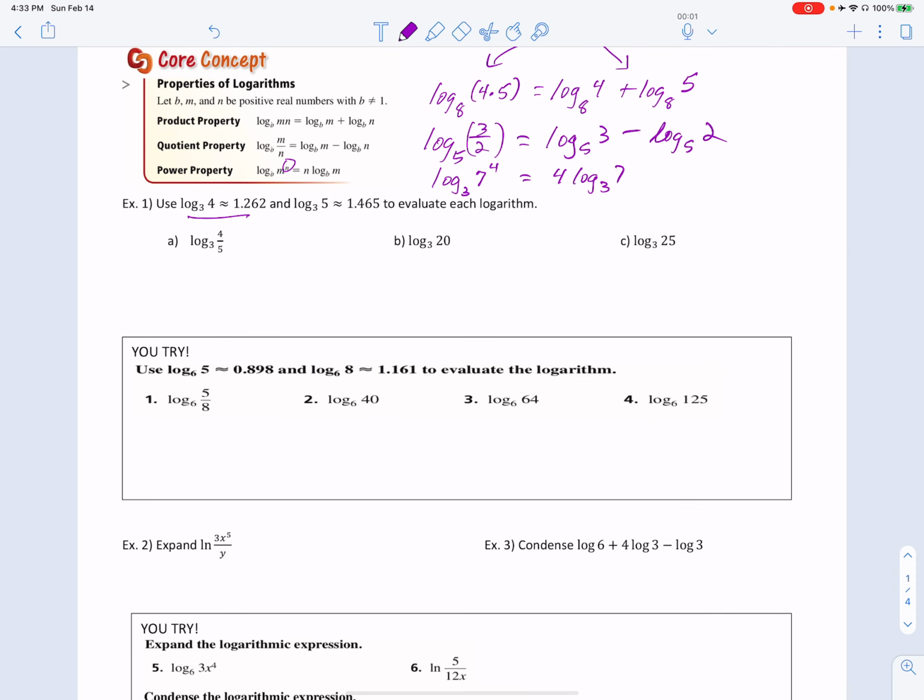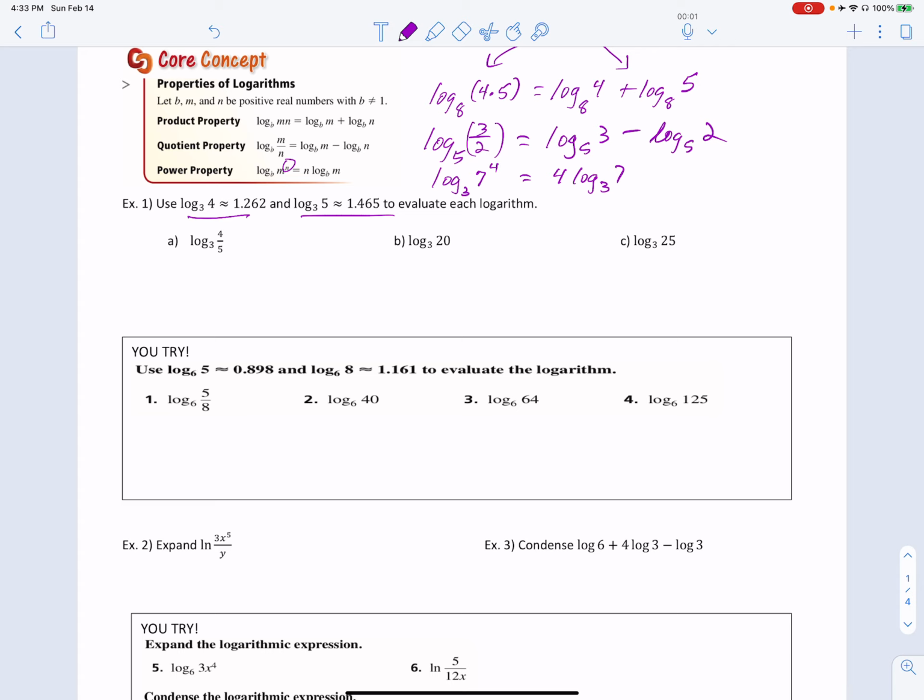We see problems like this where we're given base 3 and the values of log base 3 of 4, log base 3 of 5, some approximations, and we're going to need to use those to evaluate. So you've got to show detailed work to show how you use these. And we're going to apply these properties of logarithms.